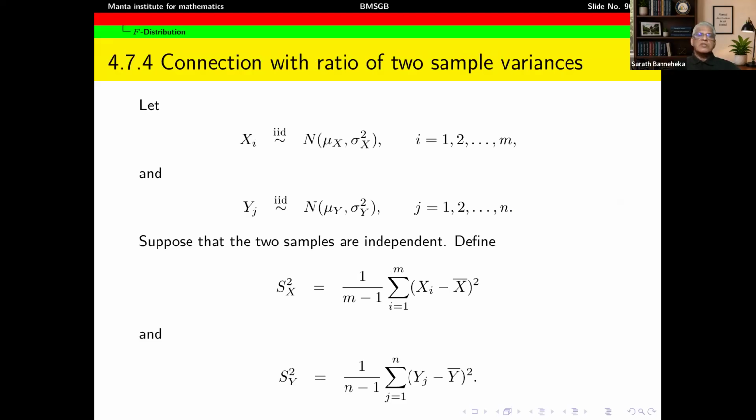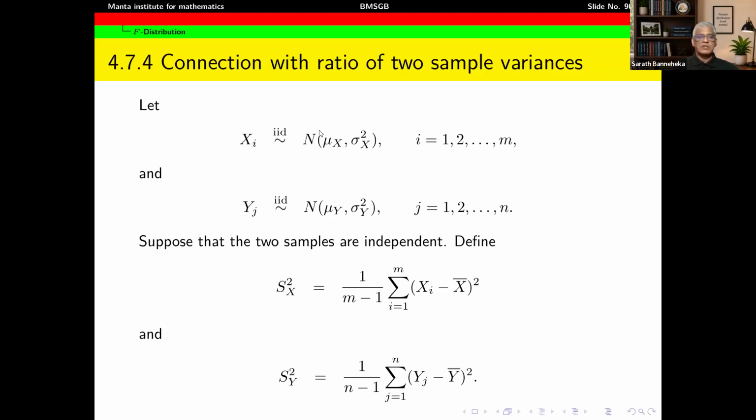Now we will look at the connection of the F distribution to the ratio of two sample variances. Right. Suppose you have a random sample x1 up to xm from a normal distribution with mean mu x and variance sigma square x. So this x1 up to xm are IID normal. Suppose you have another random sample y1 up to yn coming from some other normal distribution with mean mu y and some other variance sigma square y, right?